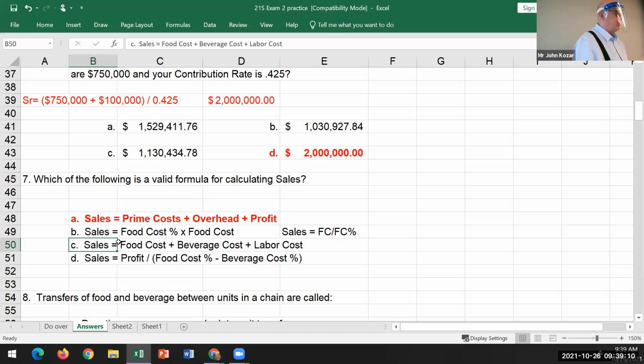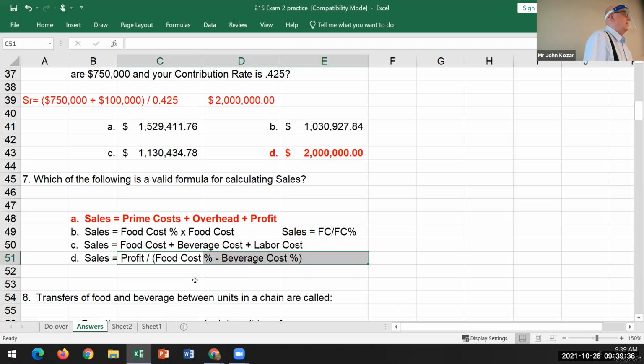Okay, this is wrong because it's just wrong. Food, beverage, and labor, you have to include your overhead costs and your profit in order to calculate total sales. And then profit divided by the difference between the food cost percent and the beverage cost percent. Again, that food cost percent minus beverage cost percent doesn't give you any kind of a usable number because they're based on totally different things. But sales is equal to your prime cost plus your overhead plus profit.